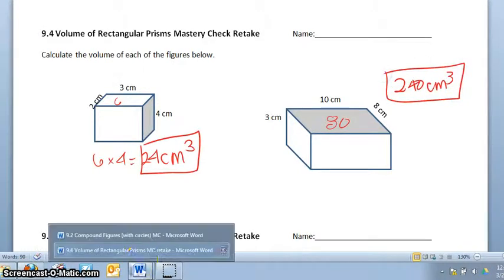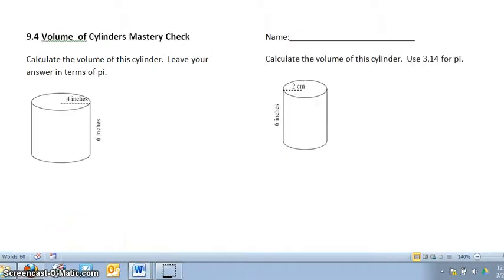Now, when we find the volume of cylinders, we're going to use a similar idea. So for cylinders, we're going to take the area of the base. So that's going to be pi times radius squared. So the area of the base is pi times the radius, halfway across, squared. Then we're going to multiply that by the height, which is going to be 6.